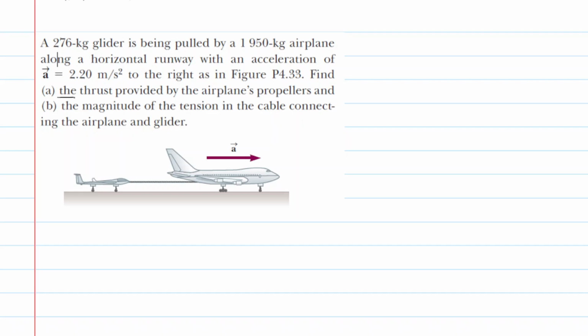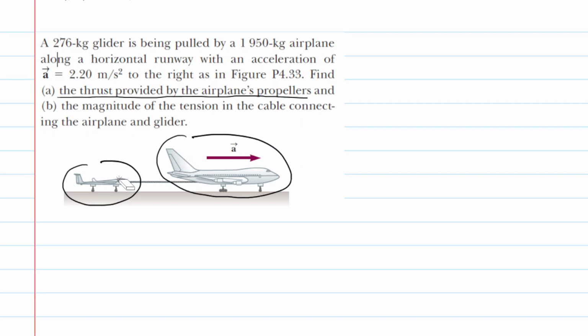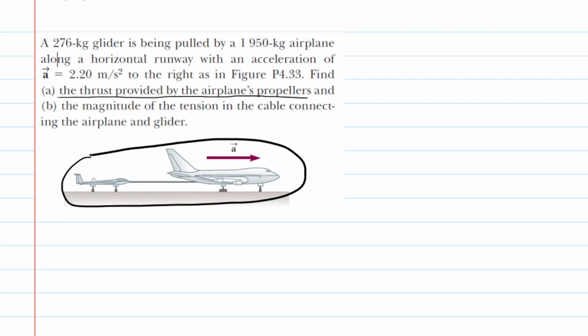In part A, we need to calculate the thrust that is provided by the airplane's propellers. And the airplane's propellers have to pull a couple of different objects. They have to pull this giant airplane, but they also have to pull the glider as well. So what we're going to do is treat the pair of objects as a single system of analysis.